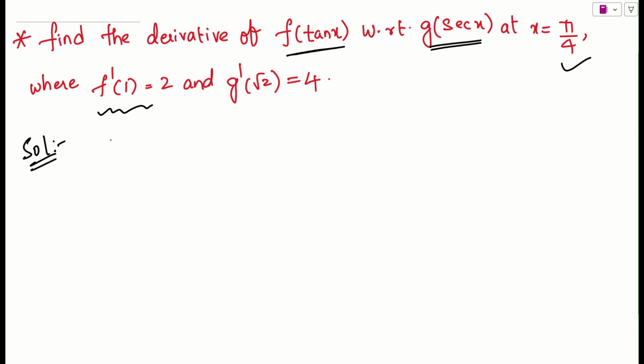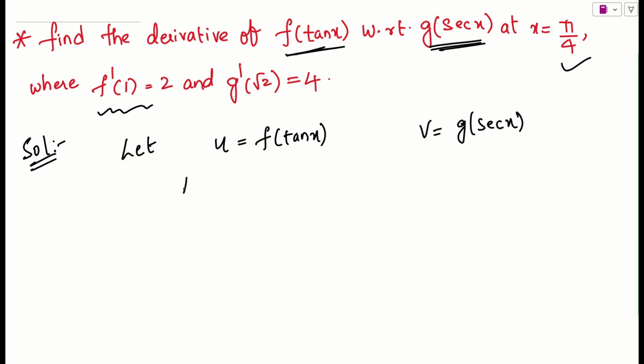Let us consider this as the first function and this as the second function. Simply let us consider the first function as u. What is u? This will be f of tan x. What is the second function? That is v, let us assume. What is v? v is nothing but g of secant x. Agree? So you need to differentiate the first function with respect to the second function.